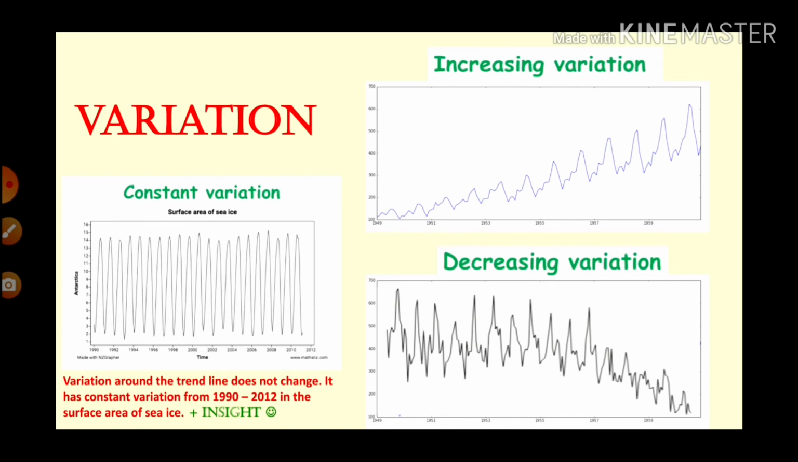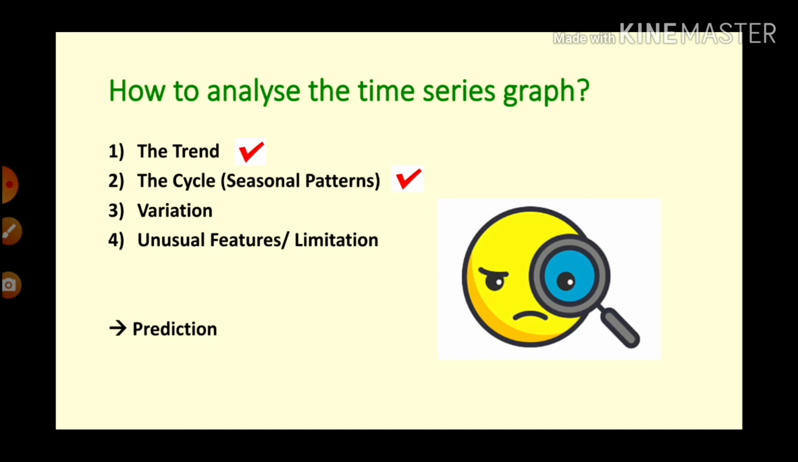Okay, using some values, I will say this variation around the trend line does not change. It has constant variation from 1990, the start year, all the way up to 2012. Okay, 2012. It'll be great. It'll pull you up to excellence if you put some insight here. Why you think this happened. Okay? Any valid reason would do. So there you go. That's all about variation.